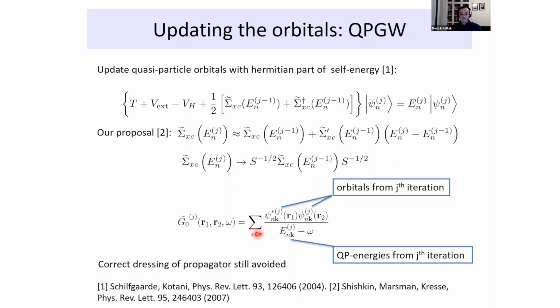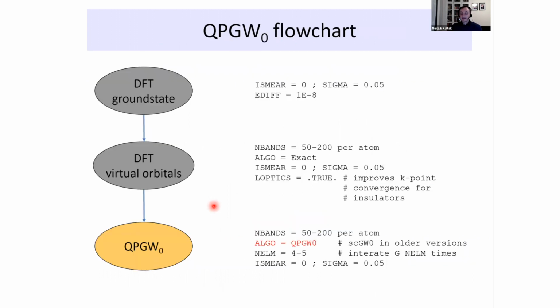However, note that you are still avoiding the solution of the Dyson equation. So you only update the orbitals of the non-interacting form of the Green's function. The INCAR tags for this algorithm are very similar to the previous ones. So again, the 3-step procedure. Now in the third step, you select this algorithm with quasi-particle GW0. And with NELM, you set the number of iterations you want to perform in G.